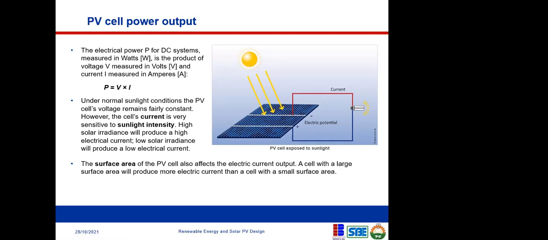Now, a cell with a large surface area will produce more electric current than a cell with a small surface area. So what this is saying in essence is that the surface area of your PV system determines the amount of electricity you're going to get, whether higher electricity or lower electricity. Okay.